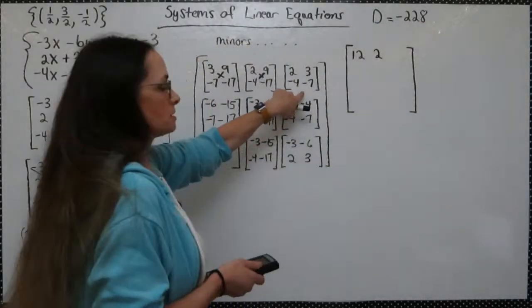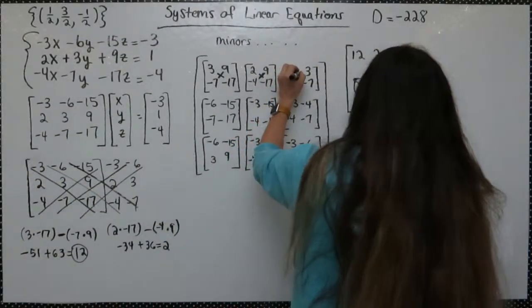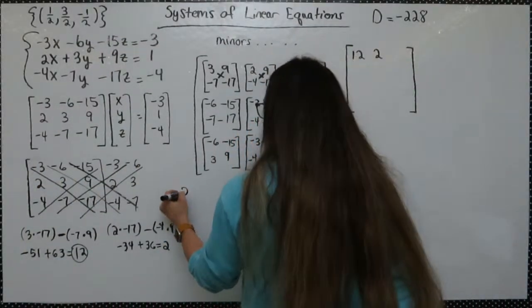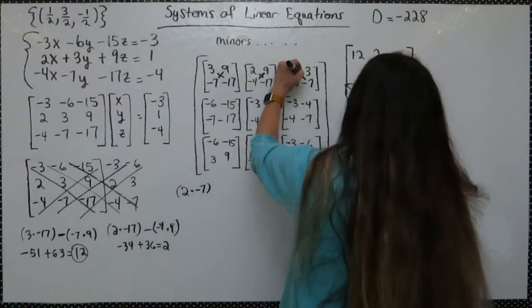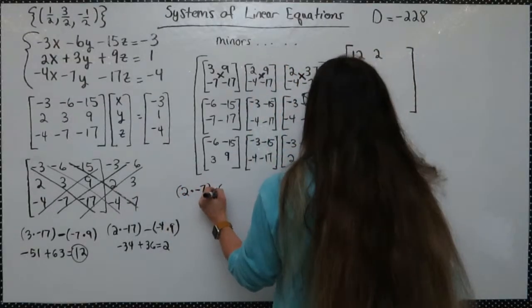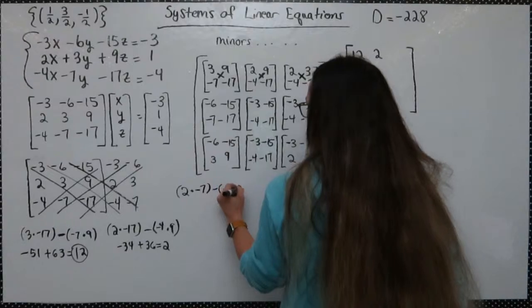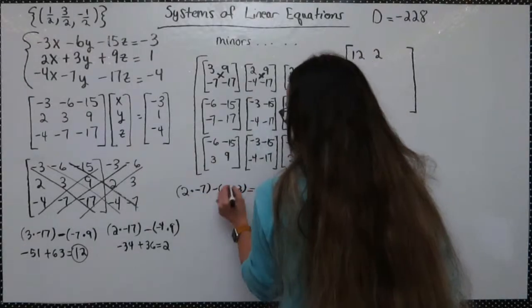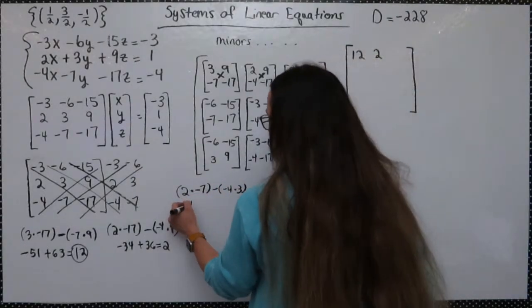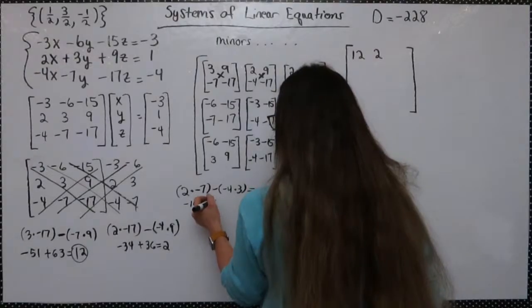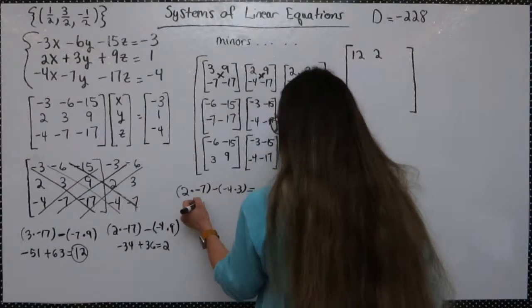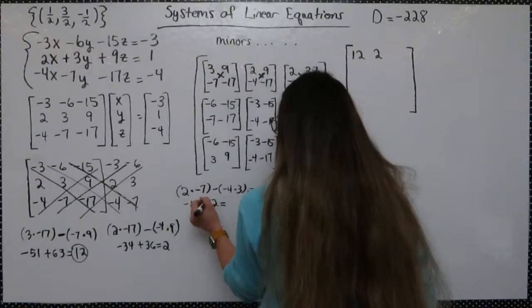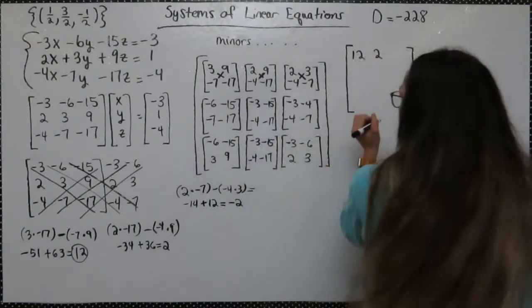Let's do this one next. So we've got 2 times -7, and that's minus -4 times 3. So it looks like -14, -12, negative makes it positive, so that's plus 12. It looks like -2 on that one.